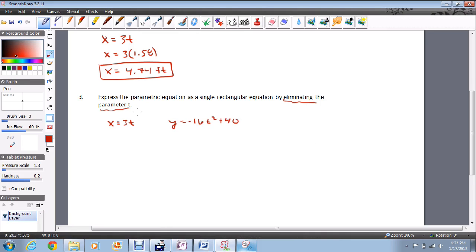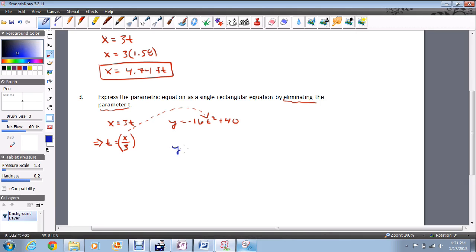And I'm going to solve the first equation for t. So if I solve the first equation for t, that means that t is equal to x over 3. I just divided both sides by 3. I'm going to take this value here and substitute it in to right here. So now what we'll be left with is just one equation with only two variables present. So rather than having two equations with three variables, we'll only have one equation with two variables.